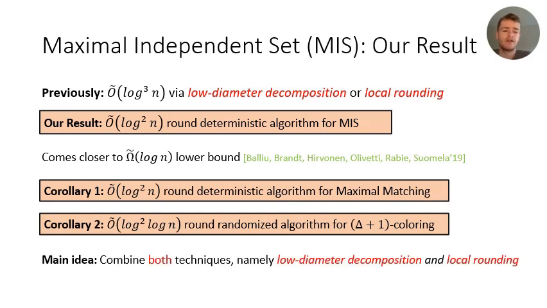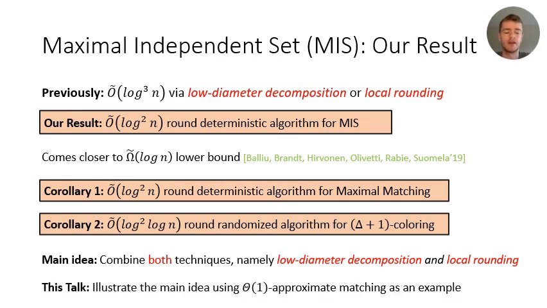The main idea of our approach is that we combine both of the previously mentioned techniques. So our algorithm uses both low diameter decompositions and local rounding. In this talk, I'm going to illustrate the two main ideas by giving an algorithm for constant approximate matching. I'm not directly going to talk about maximum independent set, but the main ideas will still be present in this algorithm.